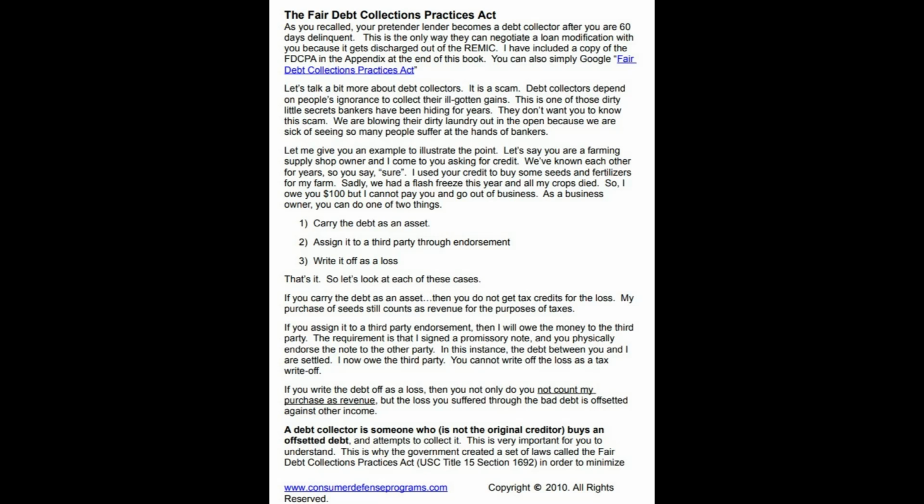This is 15 USC. This is an awesome little code right here. It's to protect the consumers. It's consumer law. Okay. So as you recall, the pretender lender becomes a debt collector after 60 days delinquent. This is the only way they can negotiate a loan modification with you because it gets discharged out of the REMIC. Now keep in mind that when it gets discharged, that means that the promissory note is no more and the debt is discharged, meaning that you don't owe them anything anymore. Okay, but they're not going to tell you that, but I will.